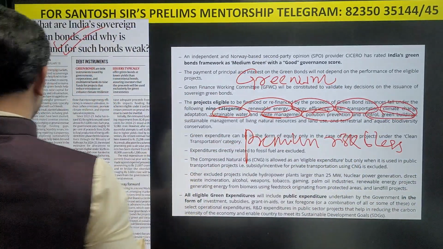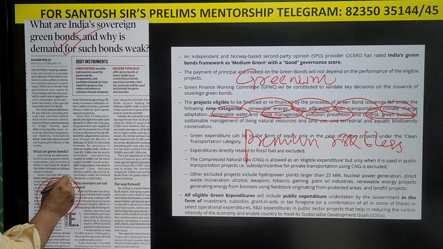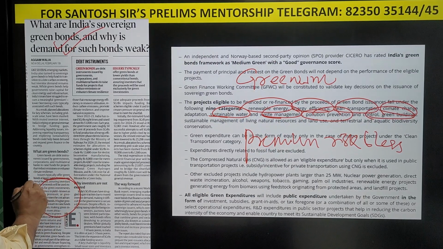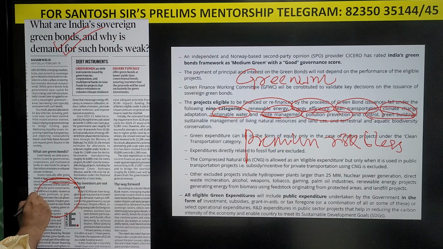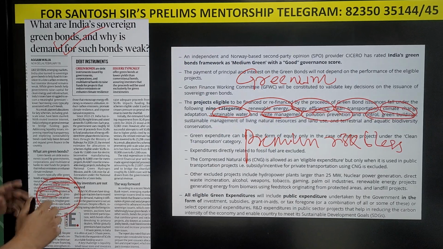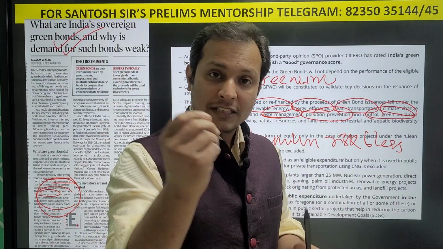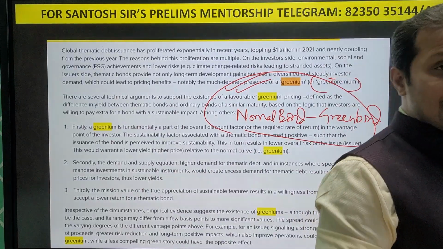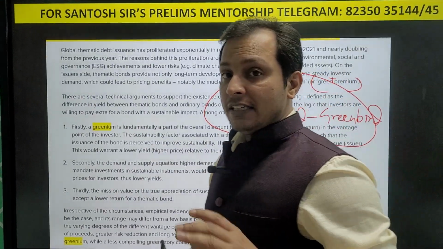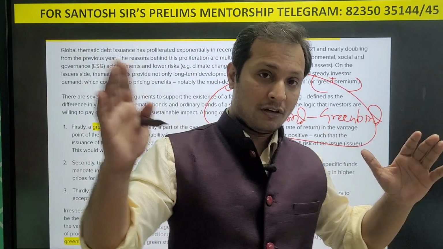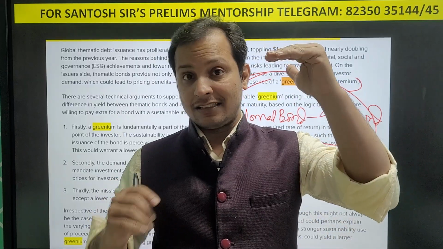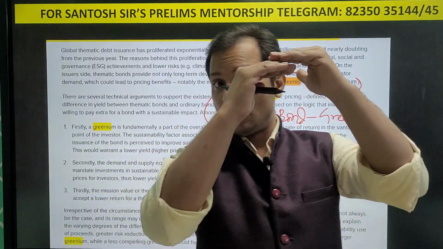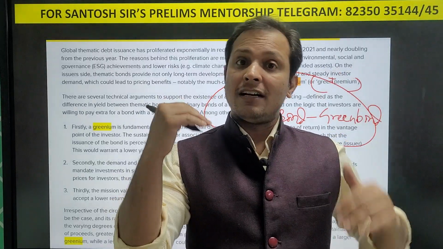You can see here, issuers typically offer green bonds at a lower yield than conventional bonds, assuring investors that the proceeds will be used exclusively for green investments, and this is called green premium or greenium. So what is greenium? Greenium, which is green plus premium, is the difference in the yield between a normal bond and a green bond. So for a normal bond the yield is a little higher, and for green bonds the yield is a little lower.